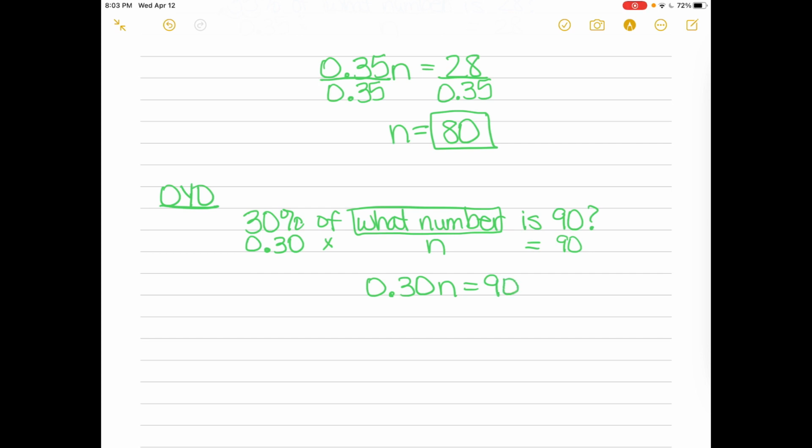You can also shorten this to just 0.3. Okay, I'm just going to leave it like this because it helps some kids see it because it was 30% to begin with. And you could put it either way into your calculator and you'll get the same answer. So I divide by 0.3, and when I divide 90 by 0.30, I get 300. And that's my answer.